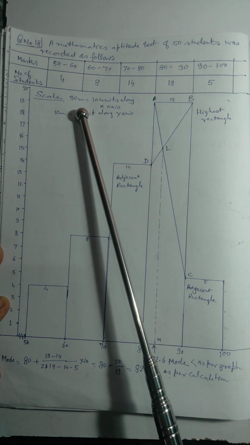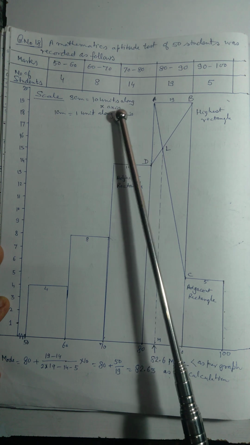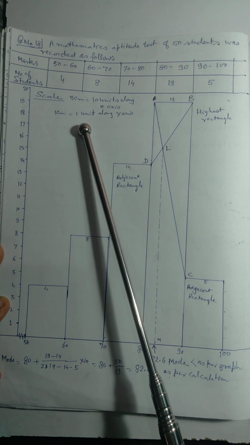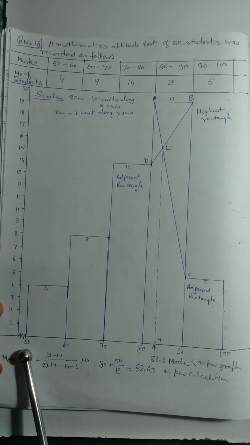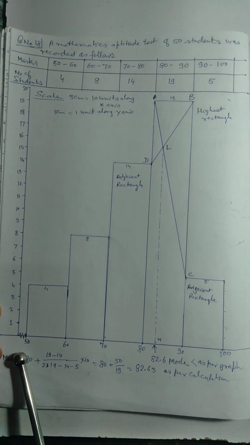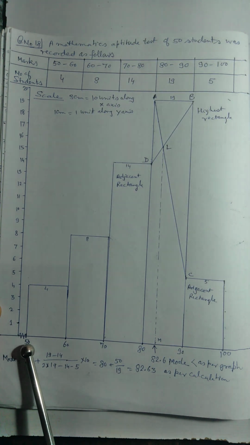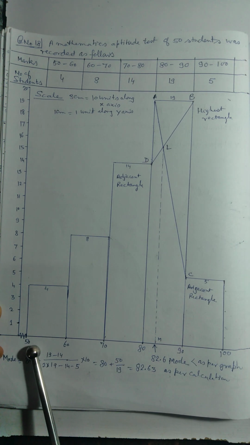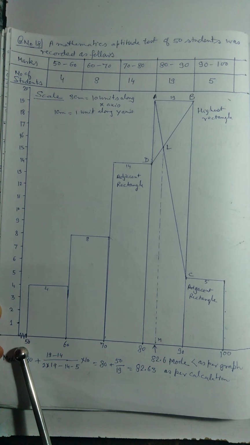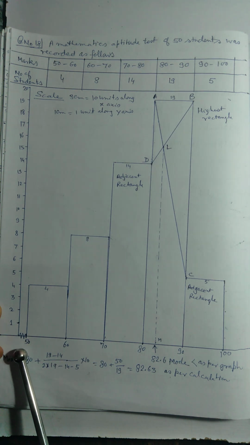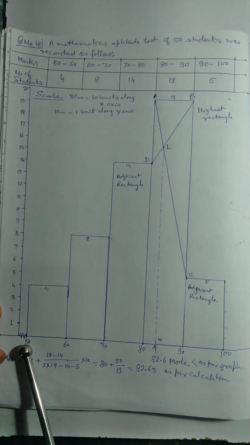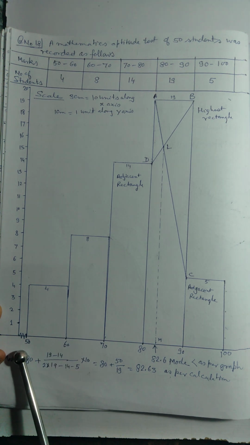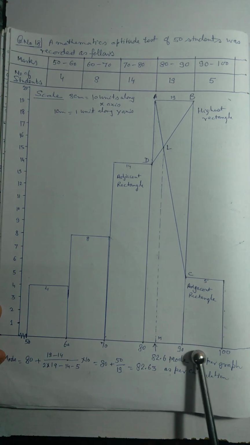Here I have taken the scale 3 cm is equal to 10 units along the x-axis, 1 cm is equal to 1 unit along the y-axis. Now here again I have used the kink because the values start from 50 onward. So this kink saves our space also, as the lower part is not required. So our graph starts from 52 onwards.